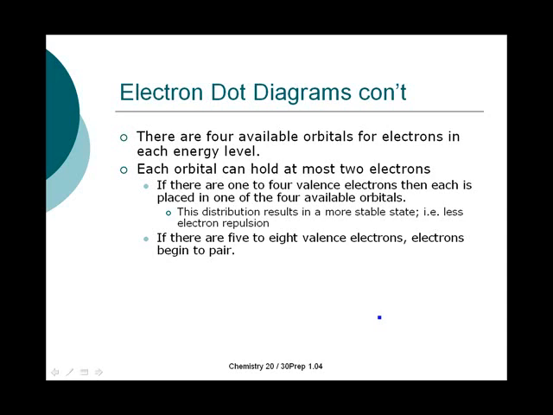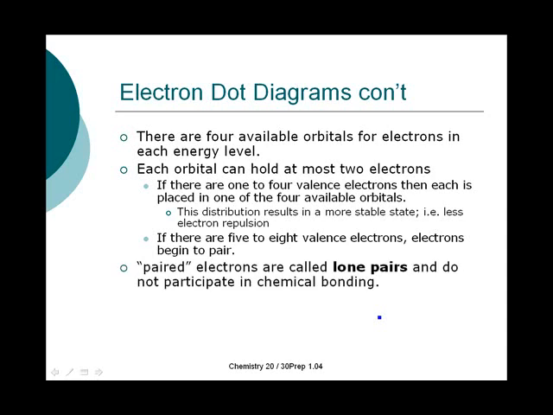If there are 1 to 4 valence electrons, then each one is placed in an empty orbital. If the atom has 5 to 8 valence electrons, then the electrons have to start pairing up. They only pair up when they have to, because electrons are negatively charged and they're repulsed by each other, so they try to space themselves out. If they can go into empty orbitals, they will, but if not, then they have to go into an orbital that already has electrons.